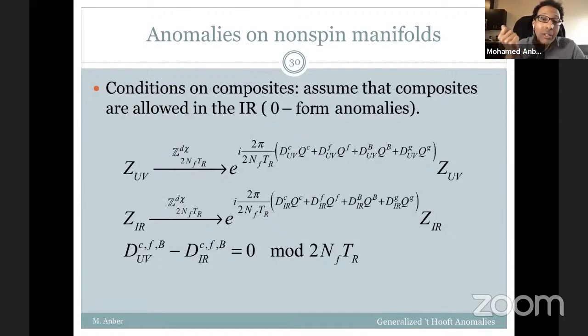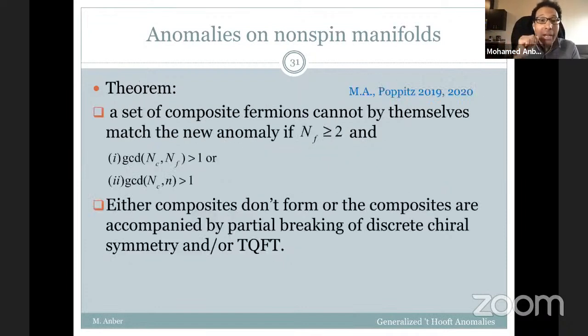And then I can turn on both the color and the flavor fluxes. This will enable me to find the most general set of 't Hooft anomalies that I can use to constrain my theory in the IR. This is very strong because now I actually can prove a theorem. So here is the theorem.